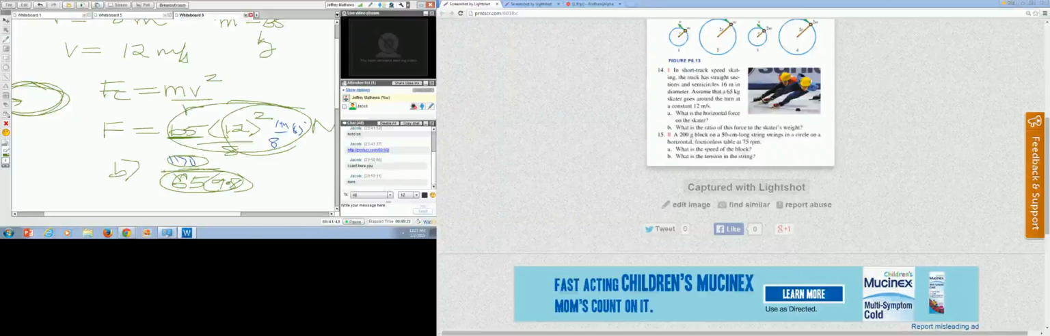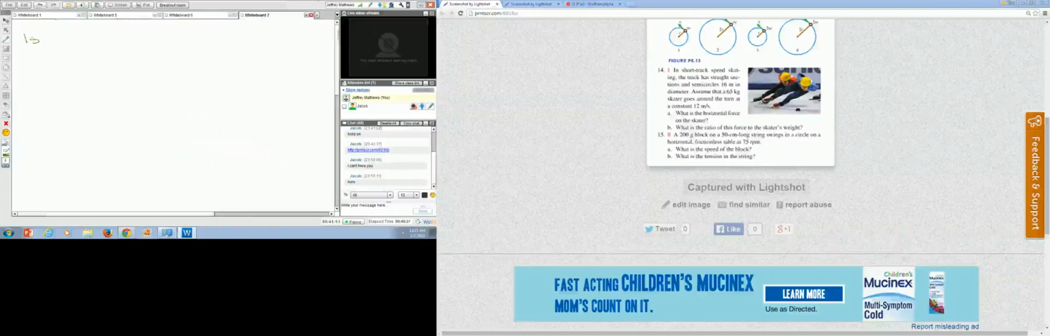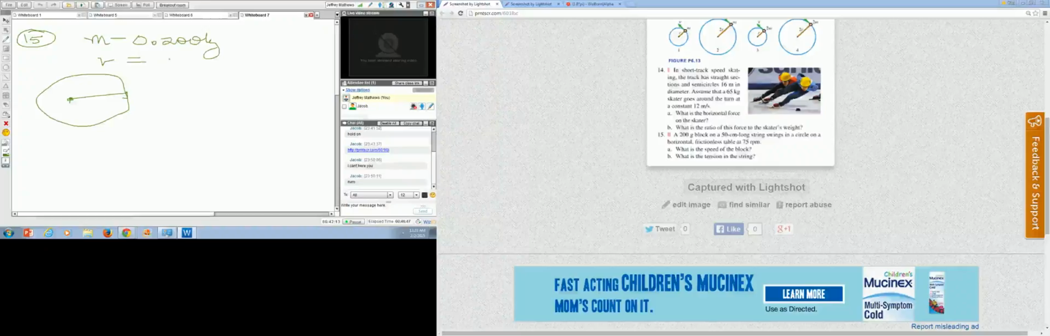Okay, let's just finish up with 15. It's very easy. What is given? Mass, 0.2 kilograms. It's in grams, so we have to make it kilograms. What else is given? A 50 centimeter long string. Whenever they give you the string's length, that's the radius. It's in centimeters, so we make it meters, so 0.5. Is that much fine?